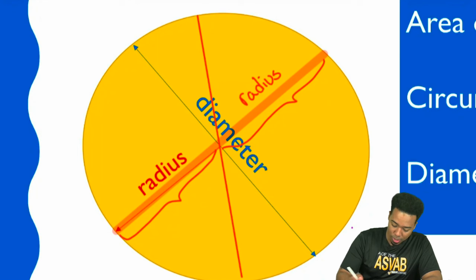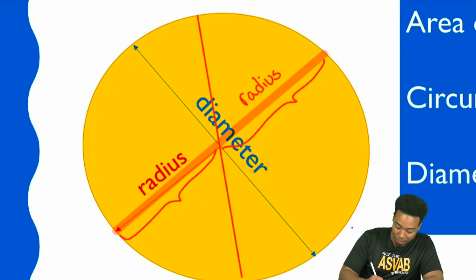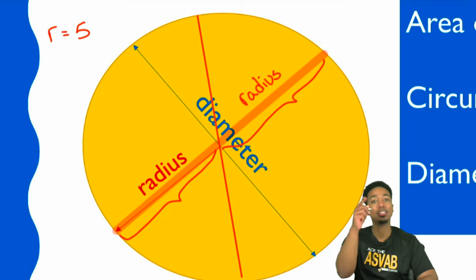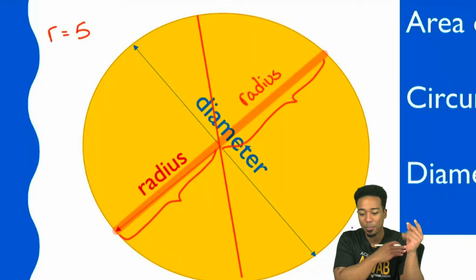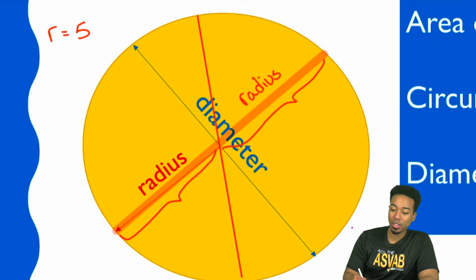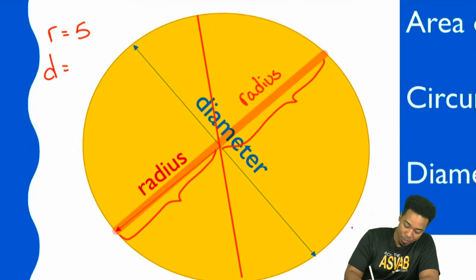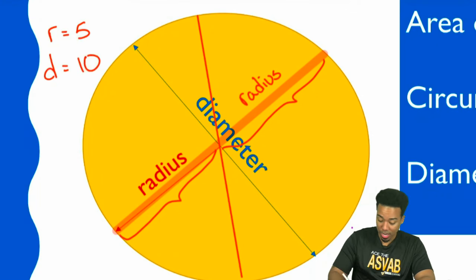If I tell you that the radius is 5, diameter, go. What's the diameter? Yeah, our diameter will be 10. If the radius right over here is 5, remember that the diameter goes all the way across, so that's going to be 5 here, 5 there, so that'll be a 10 total.